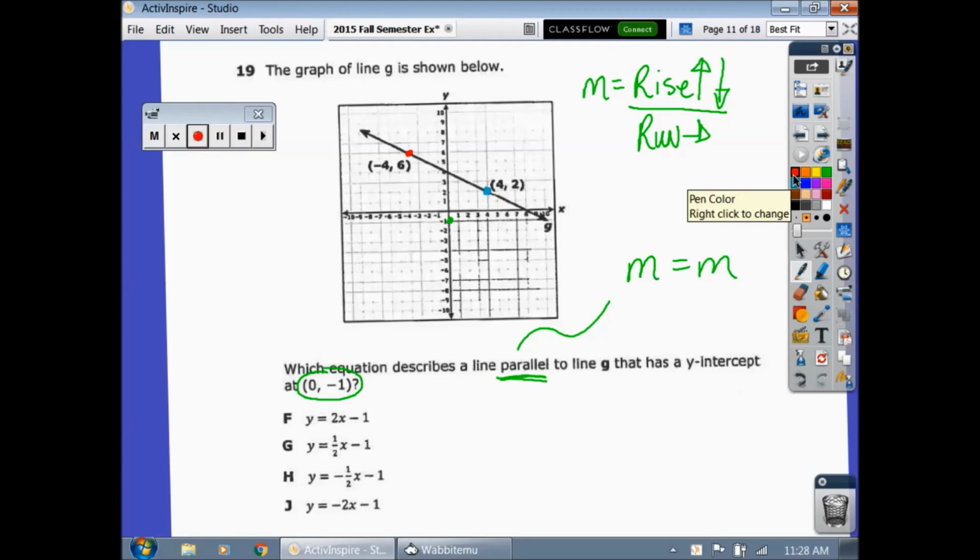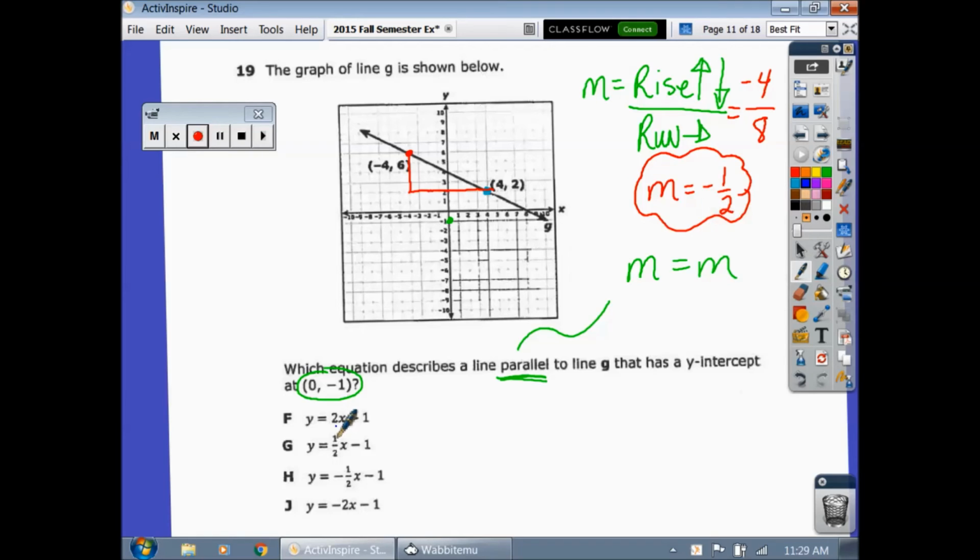So let's see how far down we have to go. We go 1, 2, 3, 4. So I go down 4. And then I'm going to run 1, 2, 3, 4, 5, 6, 7, 8. My fraction is -4/8. That can be reduced to -1/2. For it to be parallel, it has to have a slope of -1/2. That's the number that needs to be in front of x.